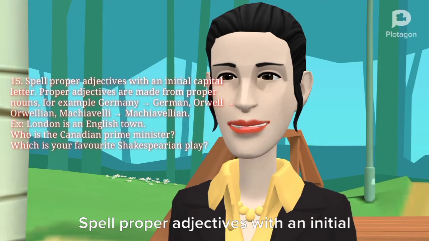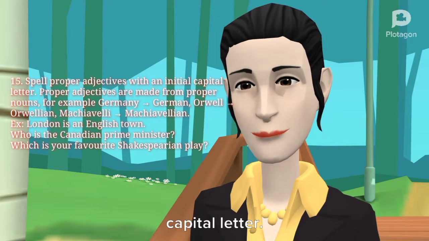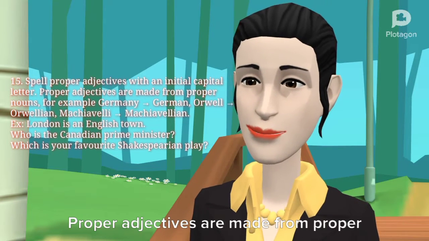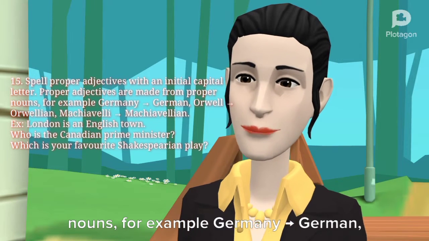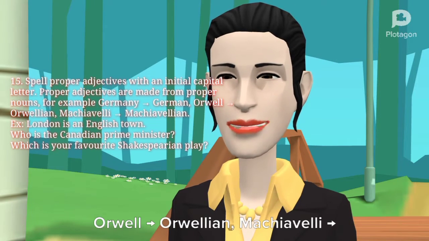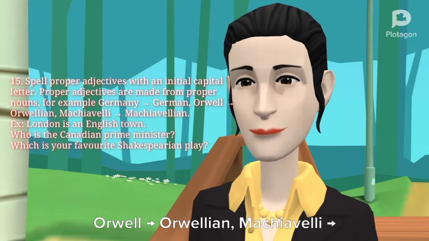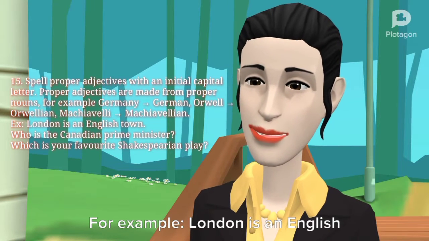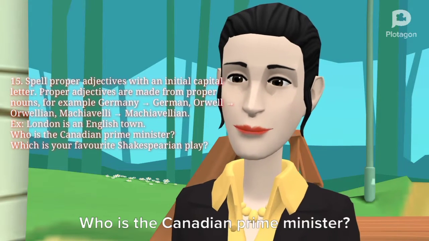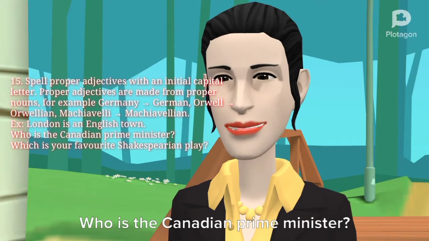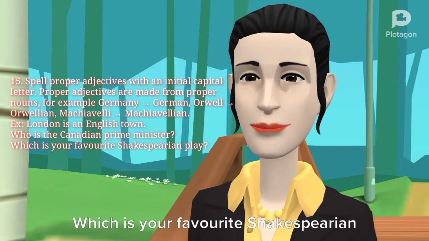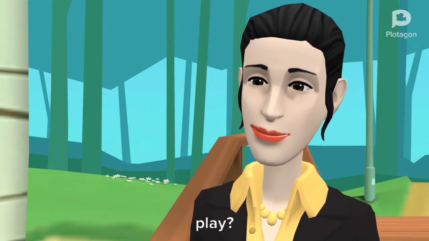15. Spell proper adjectives with an initial capital letter. Proper adjectives are made from proper nouns, for example Germany to German, Orwell to Orwellian, Machiavelli to Machiavellian. For example, London is an English town. Who is the Canadian Prime Minister? Which is your favorite Shakespearean play?